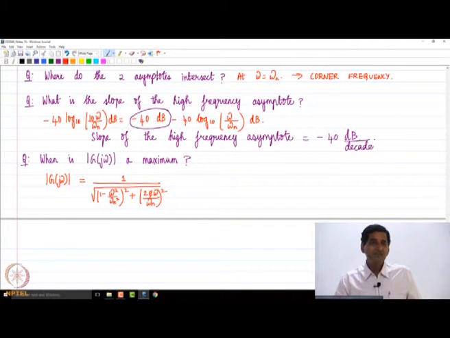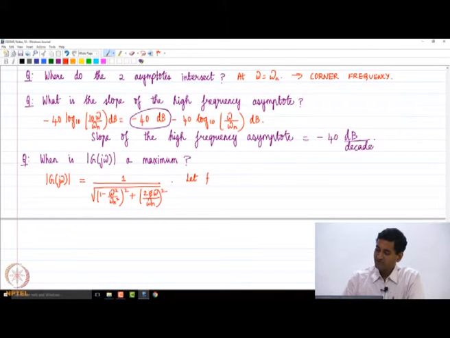But here I can use a simpler method. Since the numerator is 1, I will have a maximum where the denominator is a minimum. I can even remove the square root. So, at whatever frequency the term within the square root in the denominator is a minimum, that is the frequency at which the magnitude of G(j omega) is a maximum. So, let us call f of omega equal to (1 minus omega squared by omega n squared) whole squared plus (2 zeta omega by omega n) whole squared.